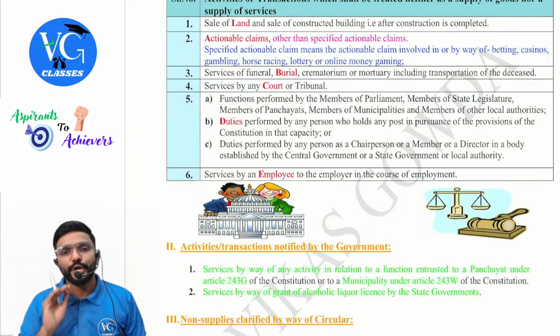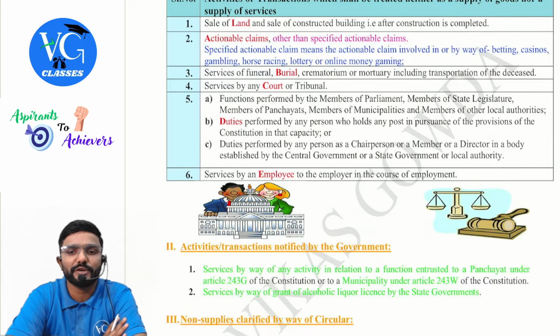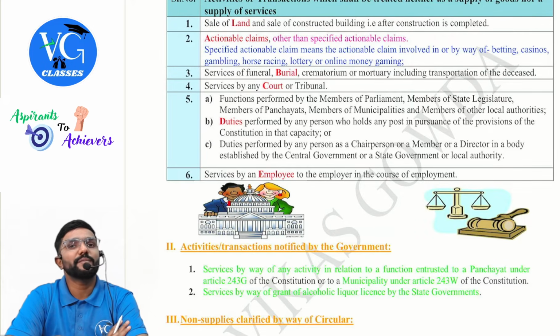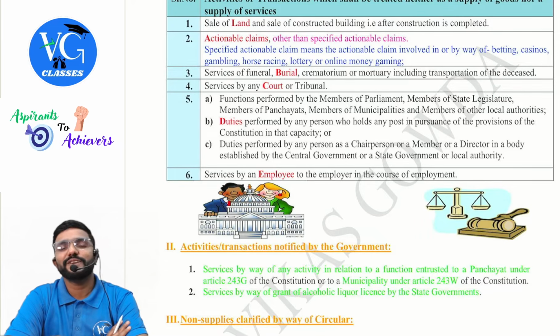Next, last one. Duties performed by any person as a chairperson or a member or a director in a body established by a central government or state government or a local authority. Now, if you are working as a chairperson or a director of any body set up by a government, for example, GST Council, Madam is acting as a chairperson. She gets paid for all this? Yes. Is it liable for GST? No. And sir, is she an employee of the government?